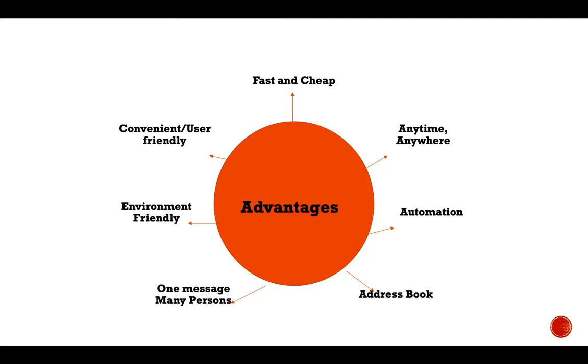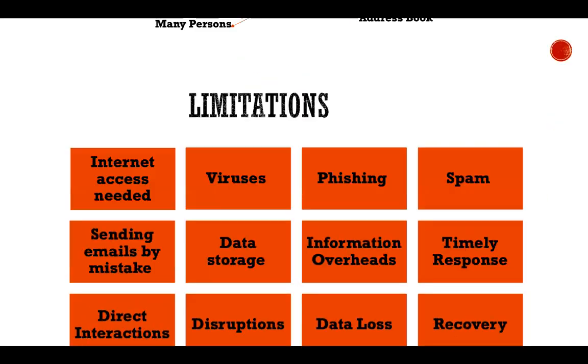Then automation means that you can send automatic replies to any email, and the contacts that you send emails to are stored in the address book of your email directory. Similarly, you can send the same message to many people, and email is also environmentally friendly. That means that you don't need any paper, and so everything is stored on the computer. It is convenient and user friendly. Anybody can use email. It is self-explanatory.